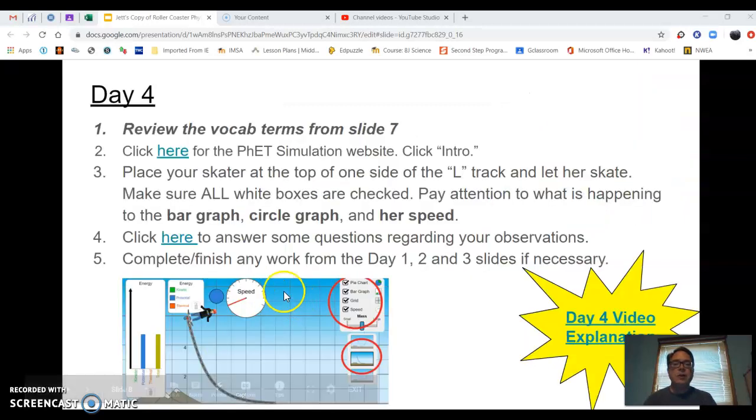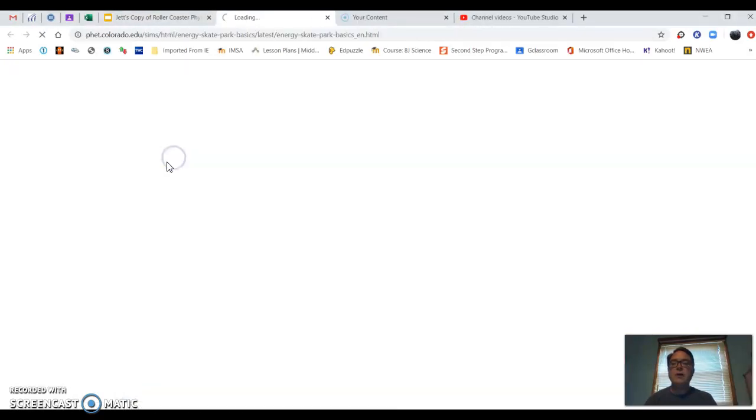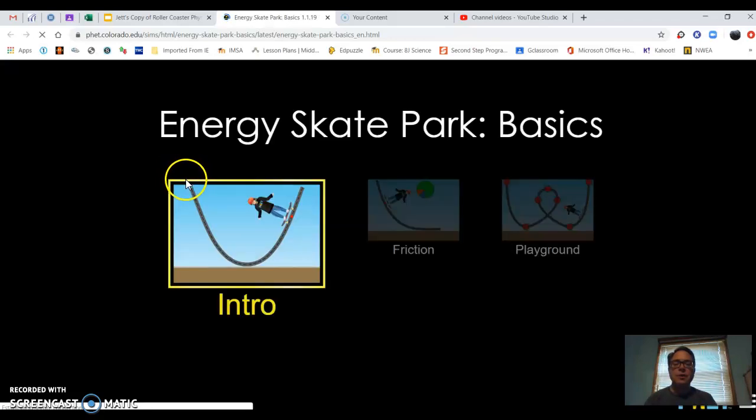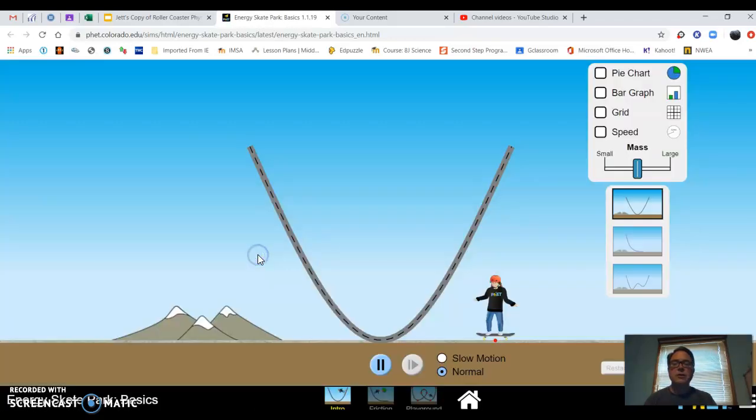So let's get started. For day 4, we have one slide today. It says, first of all, review the vocabulary. Done. Number 2, it says, click here to activate the PhET Simulation. Let's do that now. We're going to go back to the intro like we were at yesterday. So I'm going to click on that.